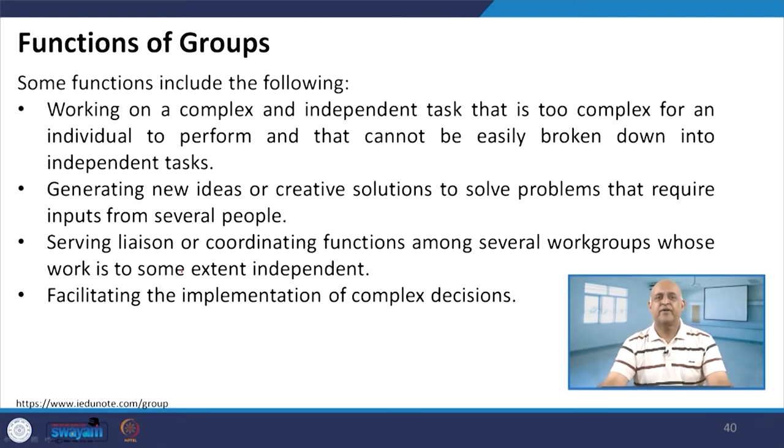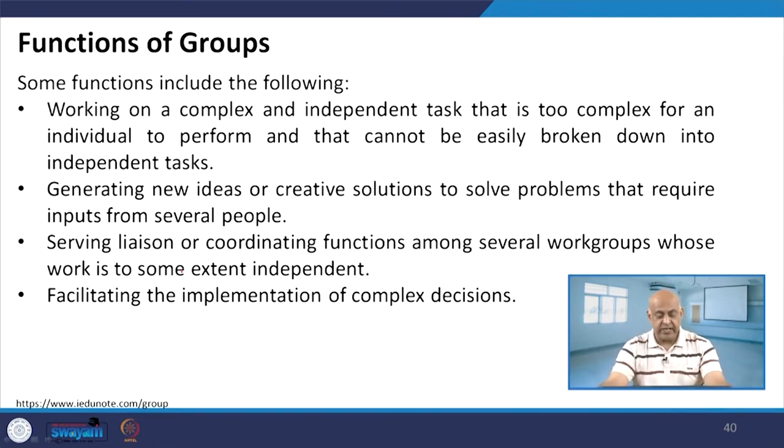But we will not forgive that person. We will fight, have a conflict with that particular person, and we will not forget. Similarly, there will be the solution to forget it, ignore it, but those solutions will not be acceptable, right. For some people it is acceptable, for some people it is not. But generating new ideas or creative solutions requires inputs from several people.